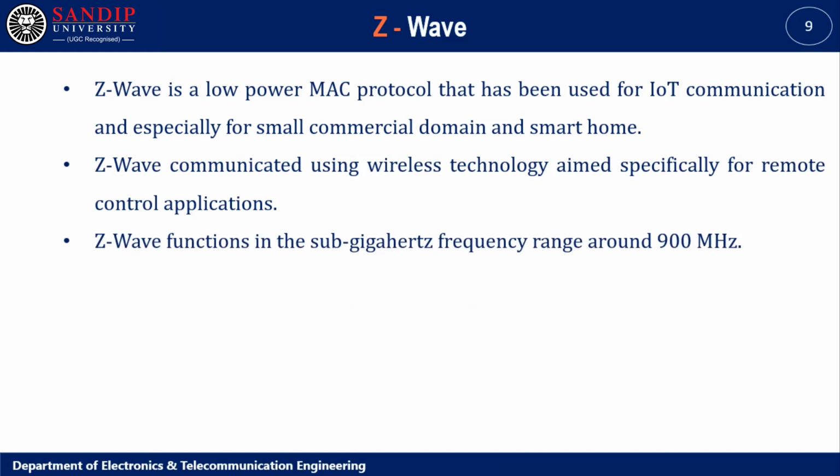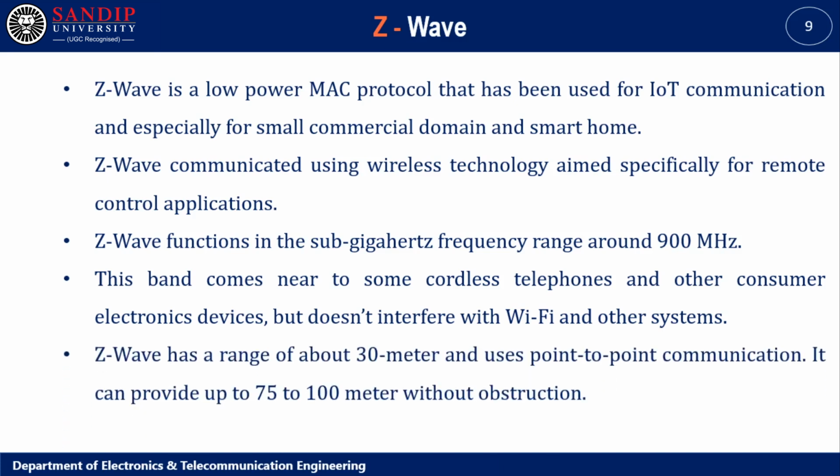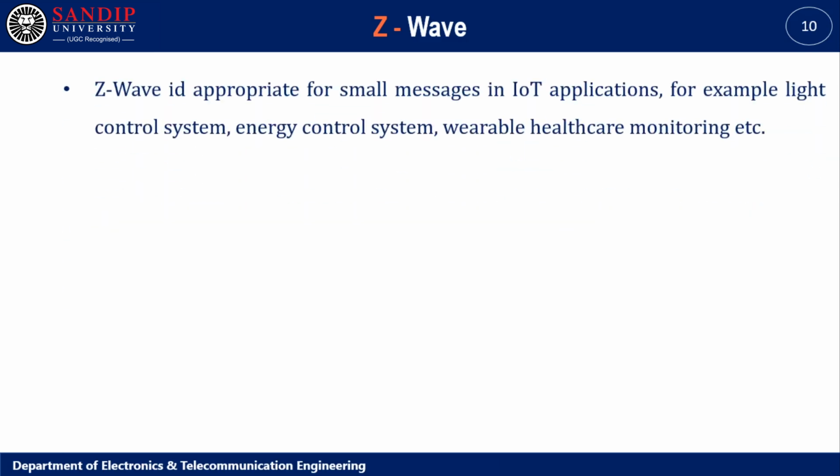Z-Wave functions in the sub-gigahertz frequency range around 900 MHz. This band comes near to some cordless telephones and other consumer electronic devices but doesn't interfere with Wi-Fi and other systems. Z-Wave has a range of about 30 meters and uses point-to-point communication. It can provide up to 75 to 100 meters without obstruction. Z-Wave is appropriate for small messages in IoT applications, for example, light control system, energy control system, wearable healthcare monitoring, etc.